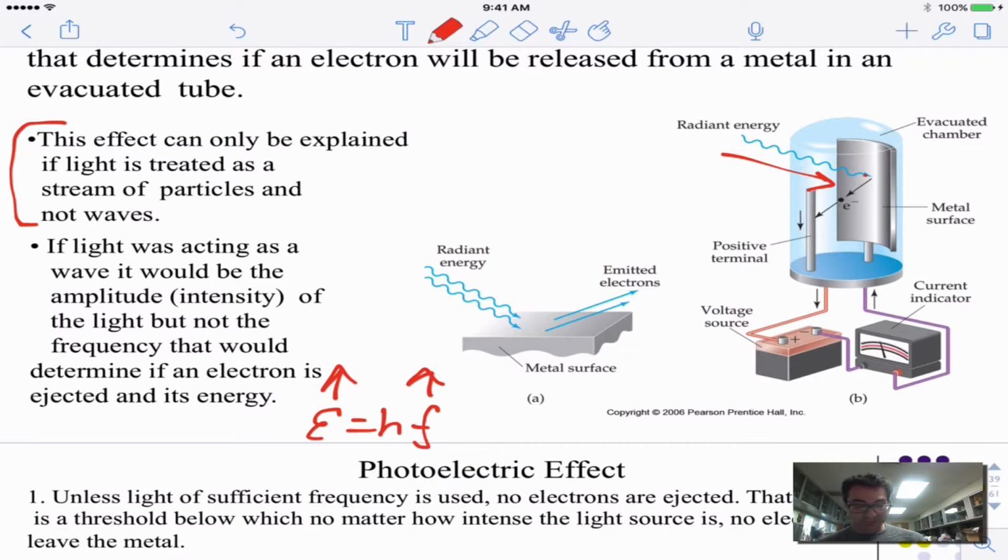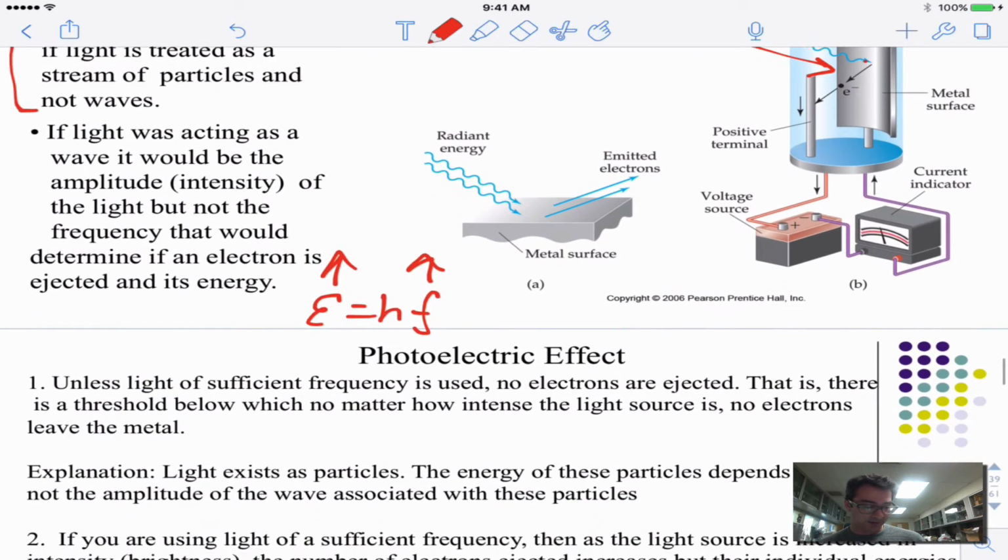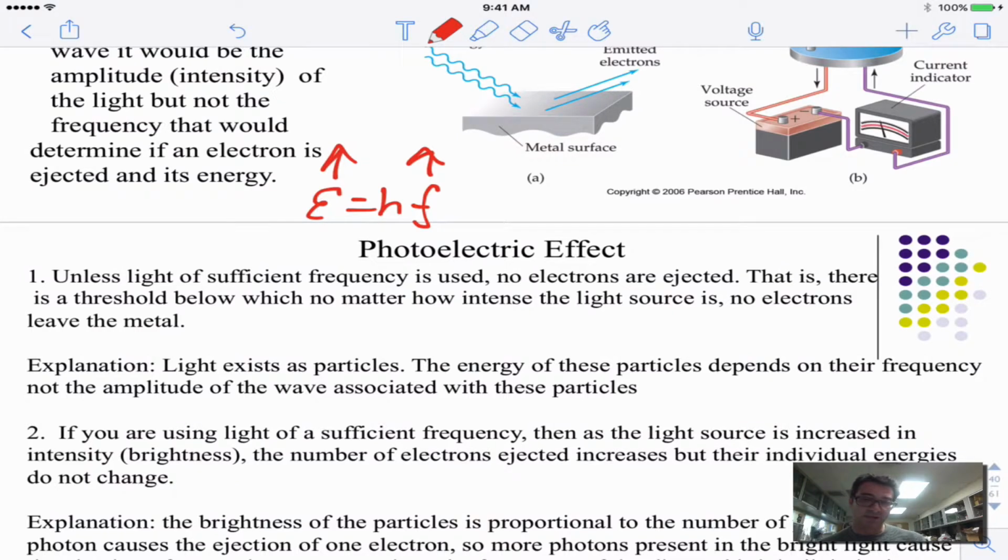So light comes in, it shines on a metal, electrons are ejected. But there are some little details about the photoelectric effect which I outline on the next slide, and I want to just go over them. You really need to know these. Unless you use light that has a sufficient frequency, called the threshold frequency, no electrons will be ejected.